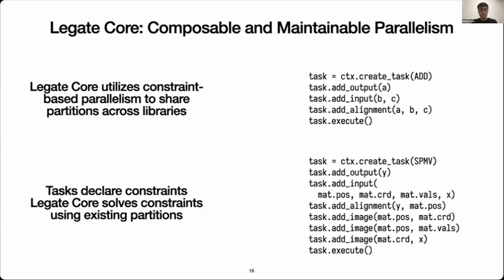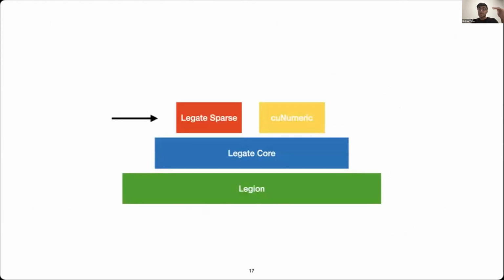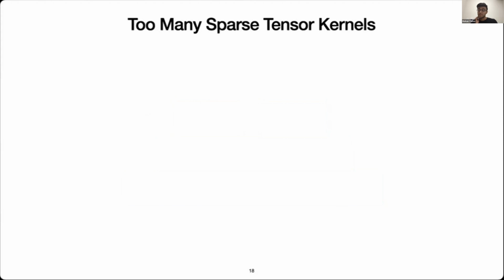All right. So now the last bit of the system that I want to talk about is how we implemented much of Legate Sparse itself. And the key problem there is that there are too many sparse tensor kernels to implement by hand, and this becomes really complicated in a distributed setting as well.